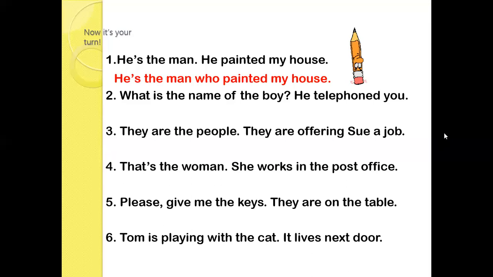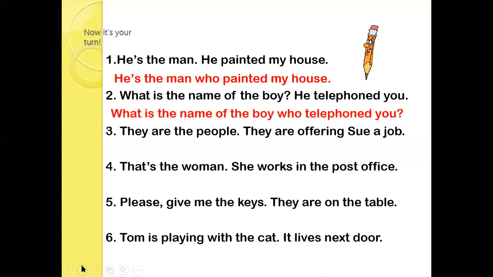Mahmoud Amr. Yes, Mahmoud. What is the name of the boy who telephoned you? Excellent. What's the name of the boy who telephoned you? Thank you. Now we have Lena. Yes, Lena. Lena Ahmed. Yes, Lena. Are you there? Okay. Rudaina. Rudaina Khalid.